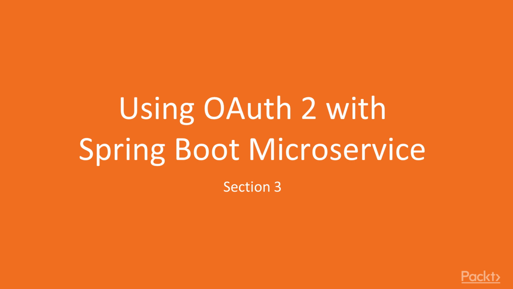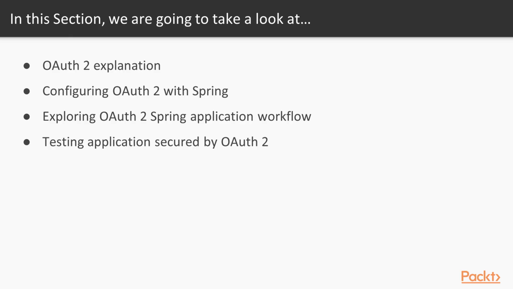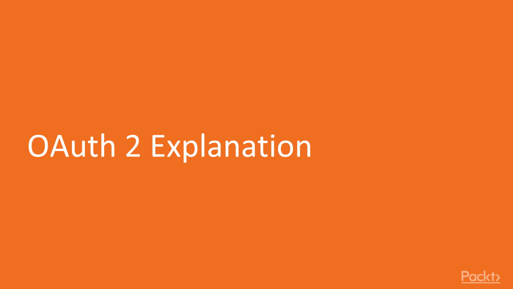In this section, we'll be using OAuth 2 with Spring Boot microservice. So we'll start from explanation of OAuth 2. In the second video, we'll be configuring OAuth 2 with Spring. In the third video, we'll be exploring OAuth 2 Spring application workflow. In the last video, we'll be testing our application that will be secured by OAuth 2. And this is the first video in which we'll be doing OAuth 2 explanation.